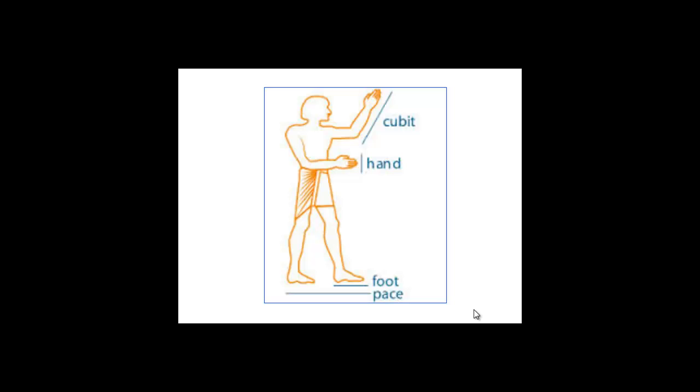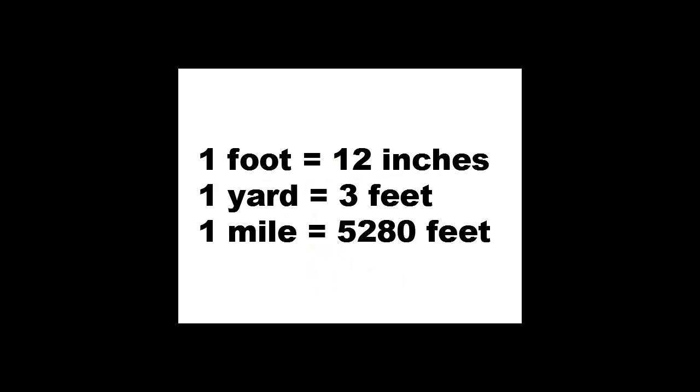Because of the nature of the evolution of these types of measurements, there was no logical increment of measurement to work between the units. There are 12 inches in a foot, there are 3 feet in a yard, there are 5,280 feet in 1 mile. Certainly not as easy to remember or convert.